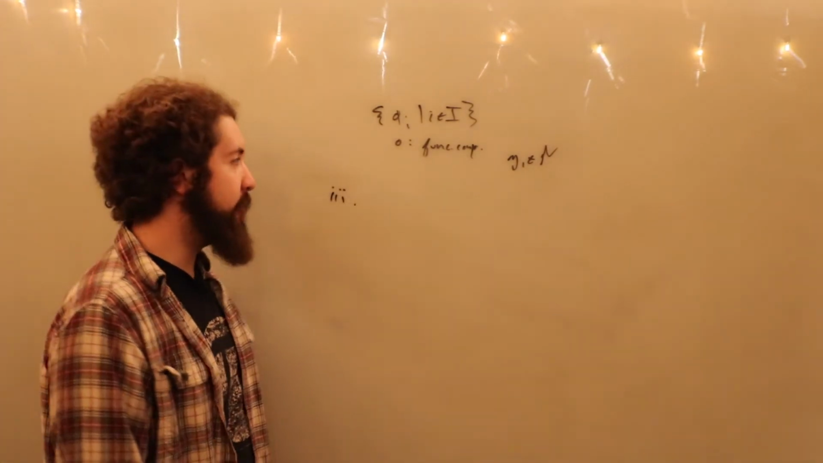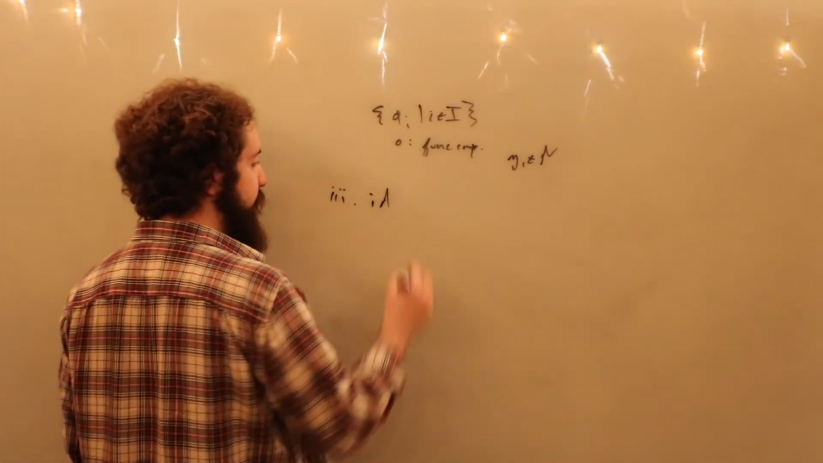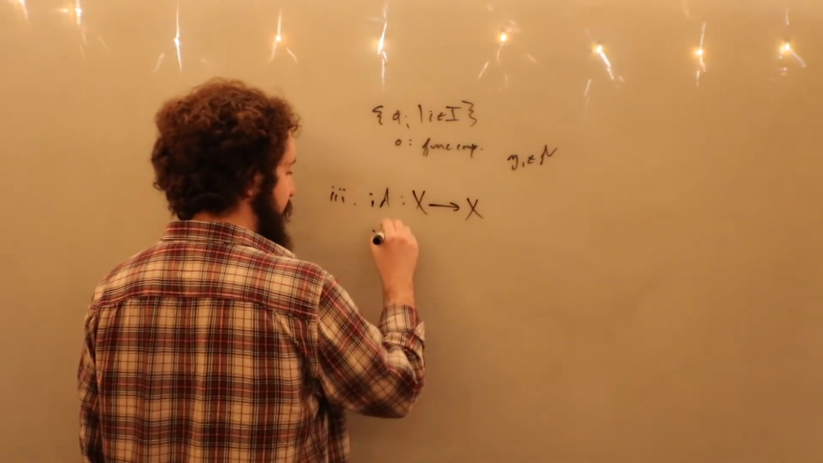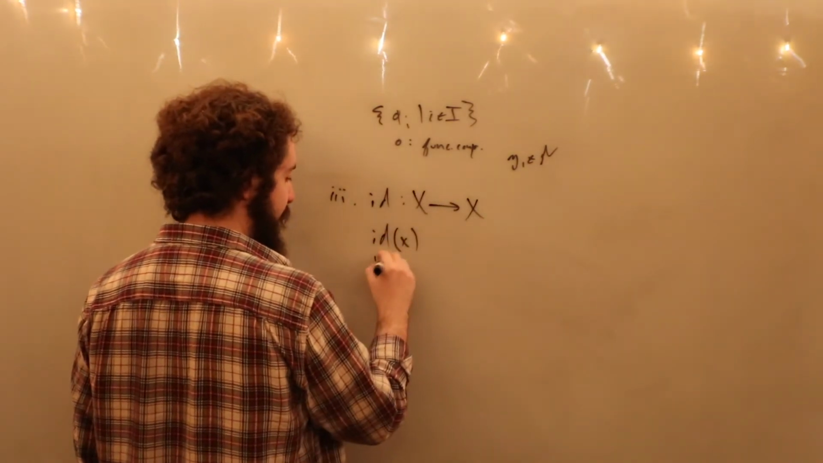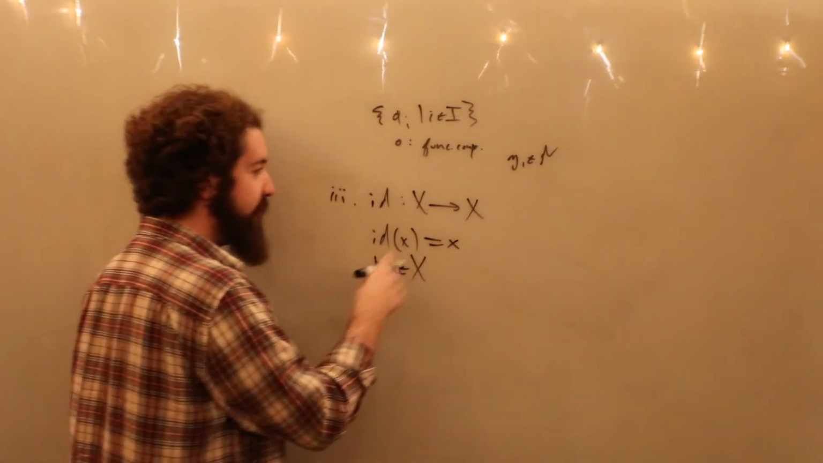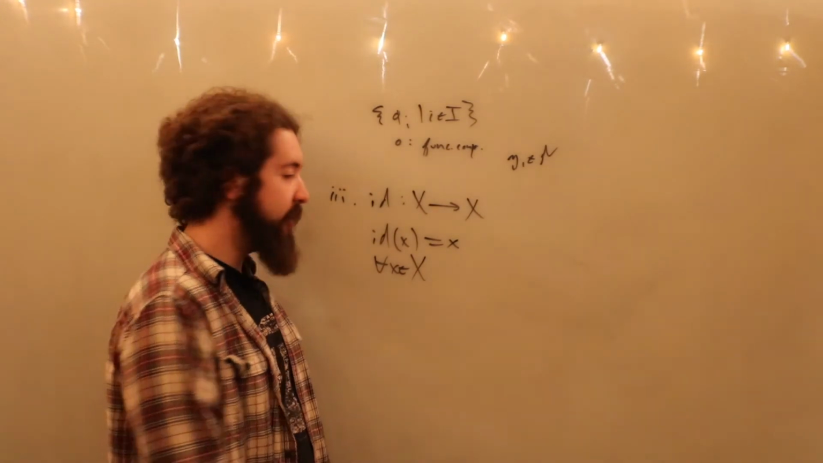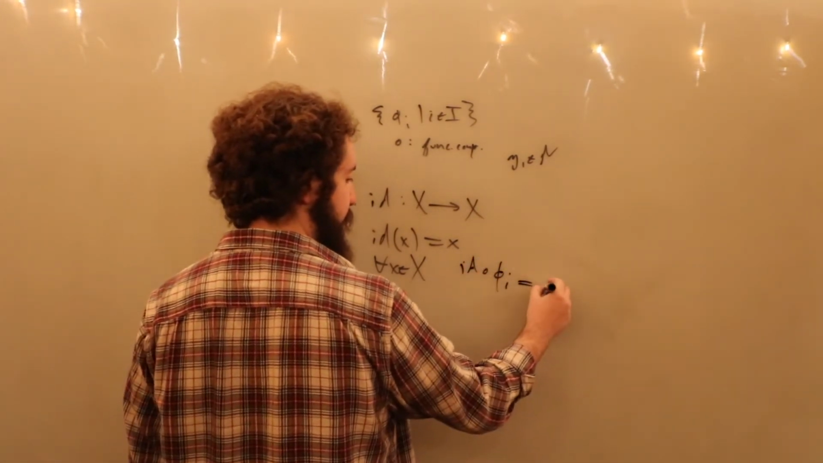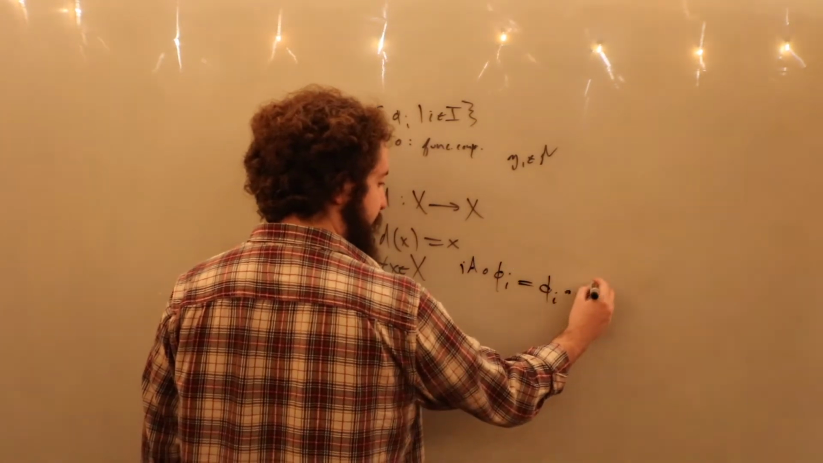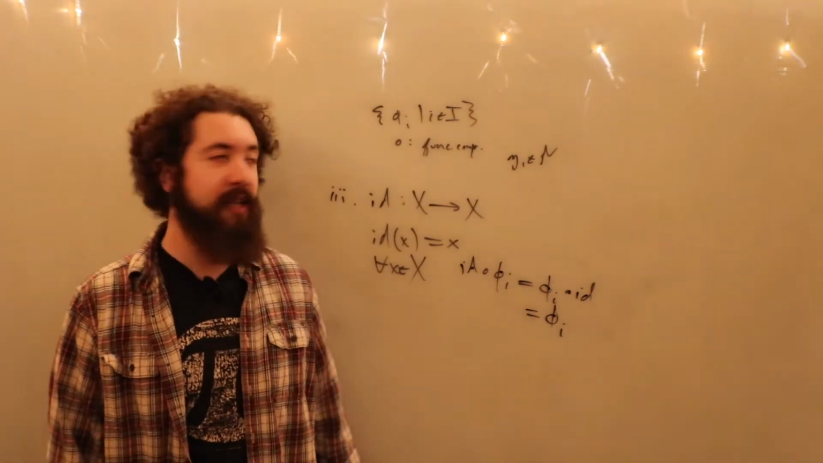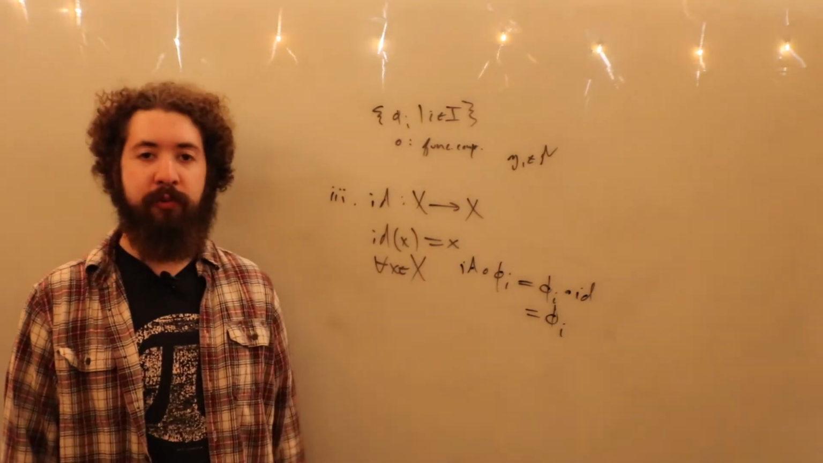Third, an identity. We just have the identity bijection from X to X, where id of x for all x in big X is equal to little x. It just sends every element to itself. Clearly, this map composed with any phi sub i is going to be equal to phi sub i composed with the identity, which is going to be equal to phi sub i. So we have an identity element in our group.